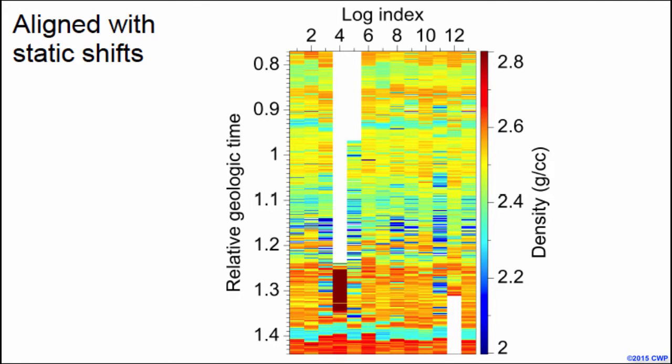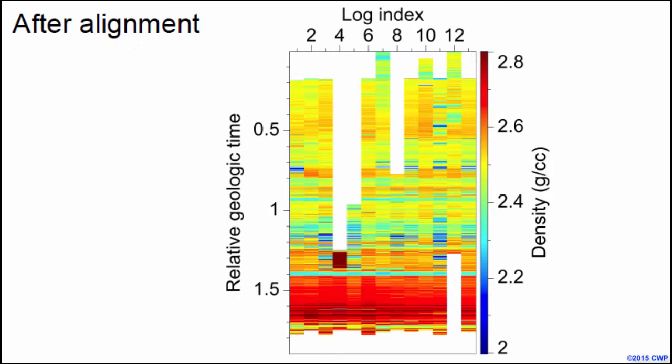Now notice at a relative geologic time of about 0.8, the depths in log 2 are shallower than their corresponding depths in log 3. And down around relative geologic time of 1.4, the opposite is true. Depths in log 2 are now deeper than their corresponding depths in log 3. And so what this tells us is that we need time varying shifts in order to correctly align all logs. And in fact, that's how we made the image shown here, by applying time varying shifts.